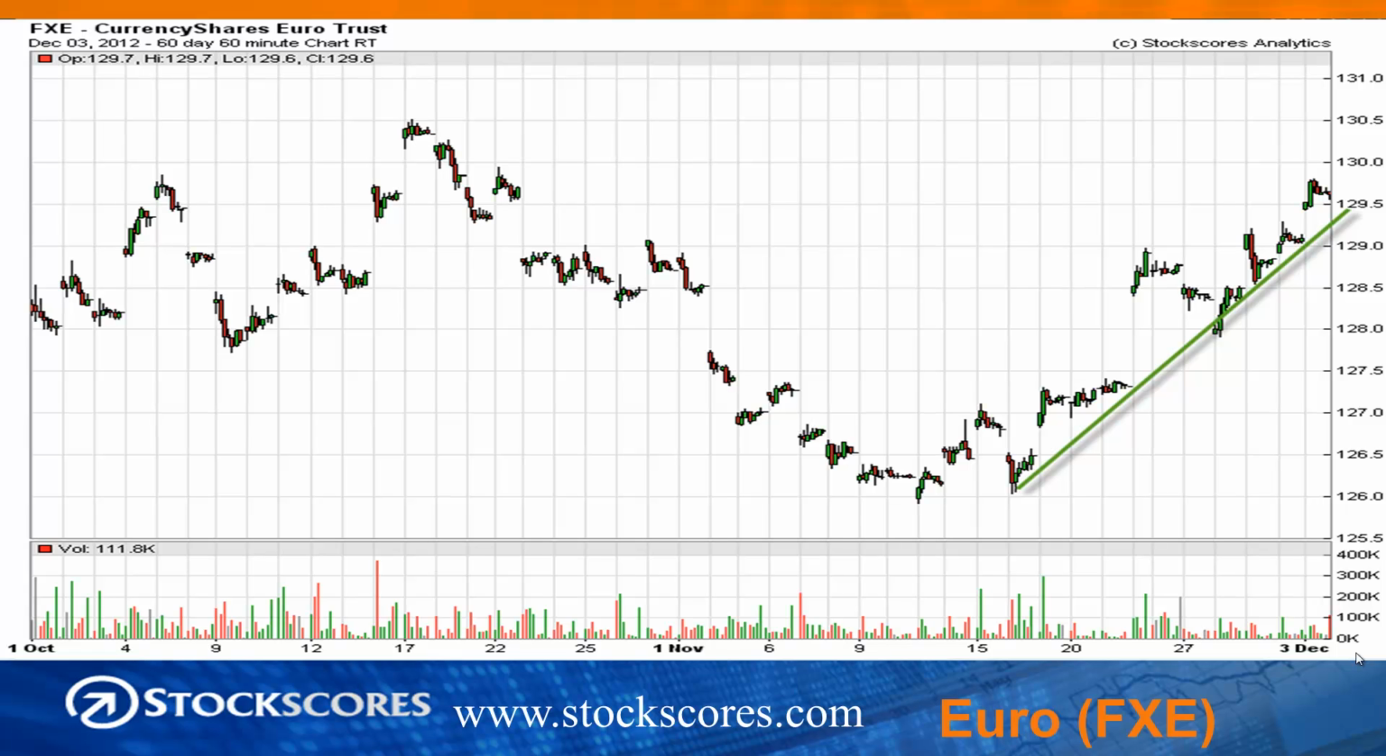Euro is higher. Of course, if the US dollar is going down, the euro would go up. Nice upward trend line, well in place. Coming into some resistance at about 130.5 there on the ETF. Something to keep an eye on, as it should get stuck at that price level.